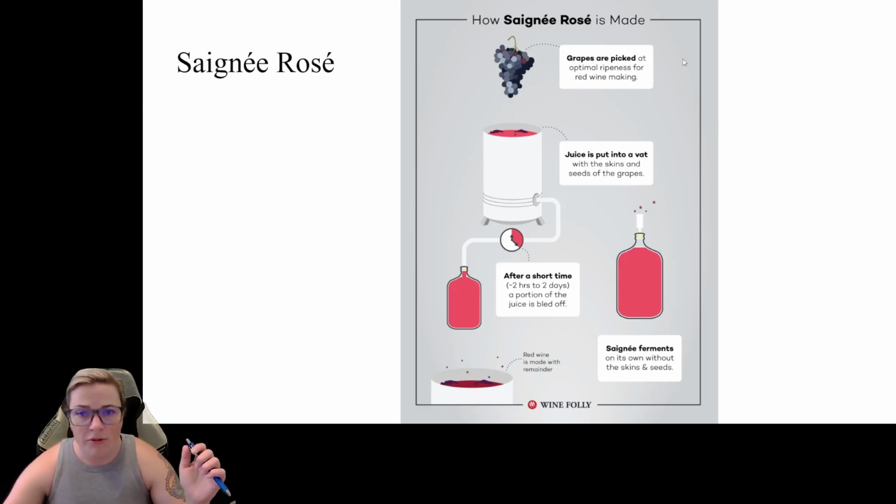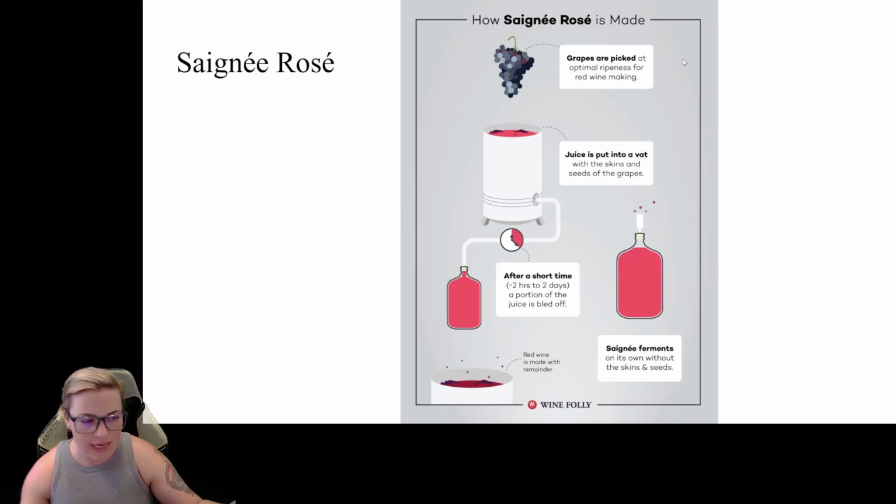For saignée, what we're doing is, so say you have Pinot Noir. Pinot Noir is a very light red grape variety. It is very delicate, right? So sometimes when we want to enhance the flavor of that wine, we adjust the skin to juice ratio, right?